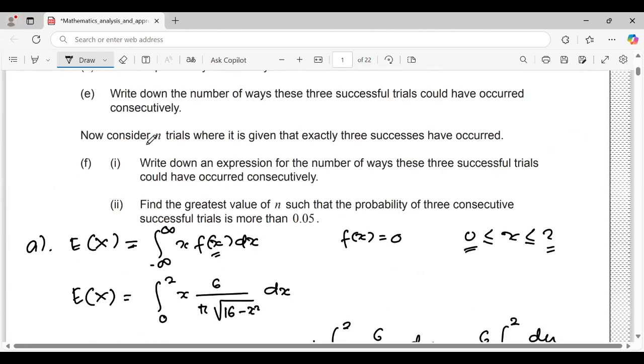F. Now consider n trials where it is given that exactly 3 successes have occurred. F1, write down an expression for the number of ways that 3 successful trials could have occurred consecutively.